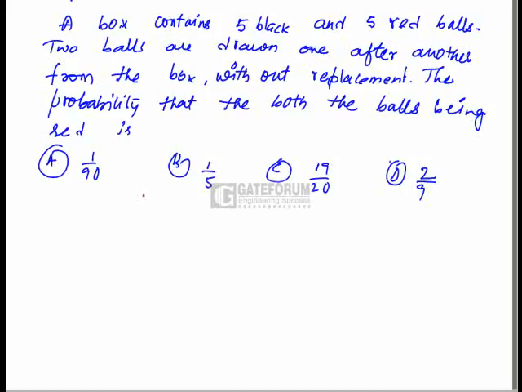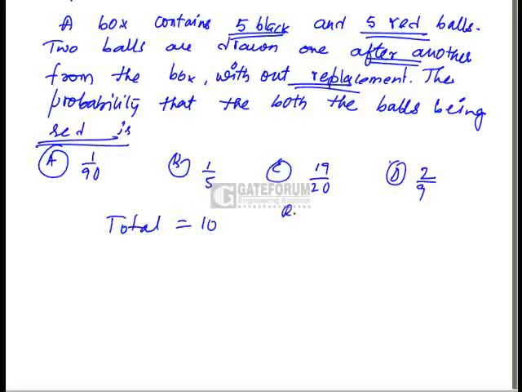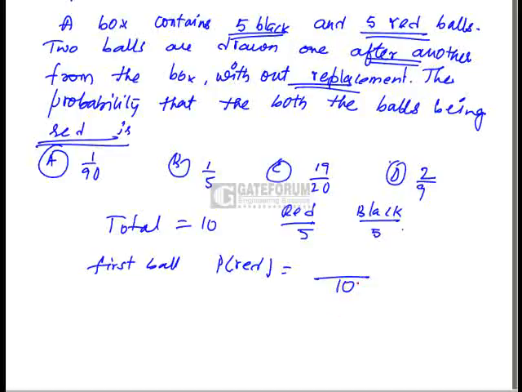In this problem, it is given that a box contains 5 black and 5 red balls, of which 2 balls are drawn one after the other without replacement. Now we have to find the probability that both balls are red. The total number of balls is 10, of which there are 5 red and 5 black. When we draw the first ball, the probability of getting a red ball is 5C1 out of 10C1, which is 5 by 10, equal to half.